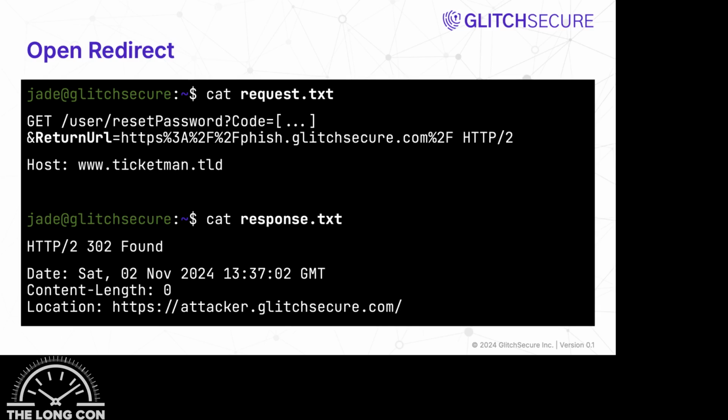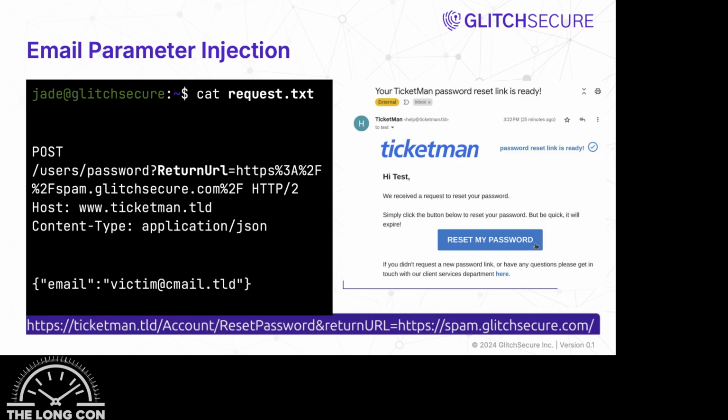Another example of this where a lot of times we'll see is open redirect, right? A simple, hey, maybe there's a return URL parameter, or there's some other thing that you can put into the URL or into the request to send somebody else. Again, a lot of times we'll see, here's the request, here's the response. It sent me from ticketman.tld to attacker.glitchsecure.com. Cool, done, right? Well, again, going back to pairing vulnerabilities and going back to showing impact, what if we can find email injection, right?